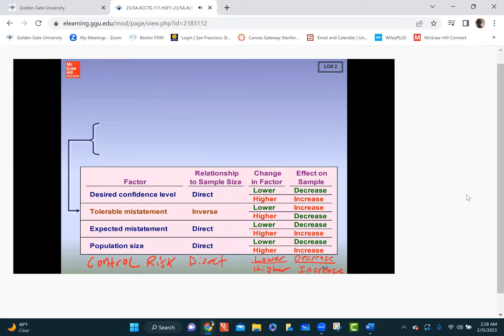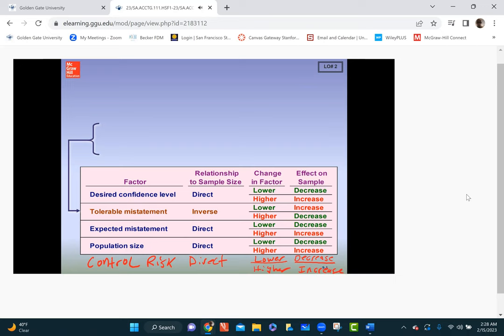You can see that our confidence level is going to have a direct effect on our sample size. This is very similar to a slide that we had in chapter 8, talking about attribute sampling and control testing. The more confidence, the larger the sample size. The less confident we are willing to be in our conclusion, we can have a smaller sample size. So more confident, larger sample size; less confident, smaller sample size. There's a direct relationship there.